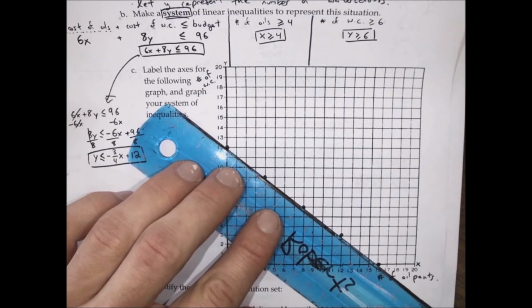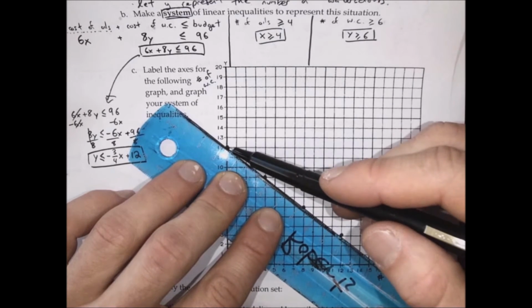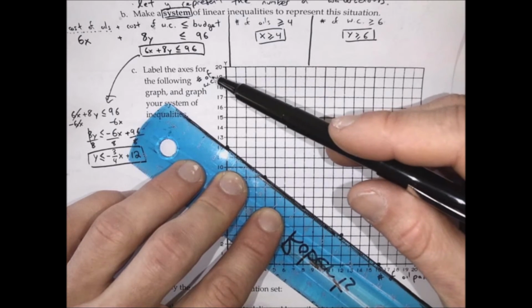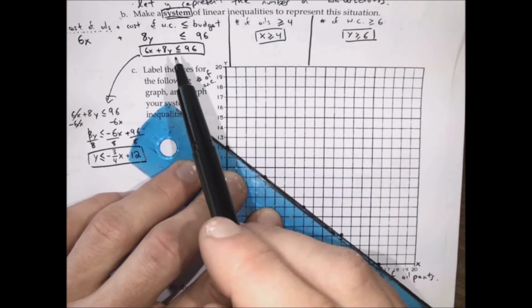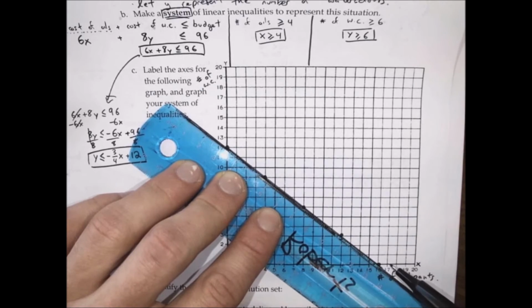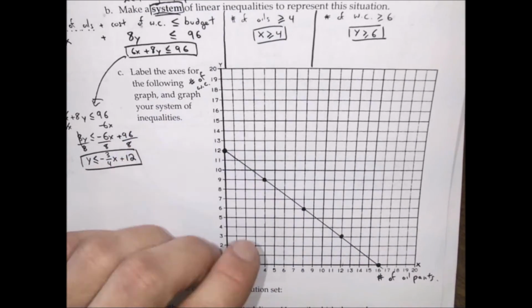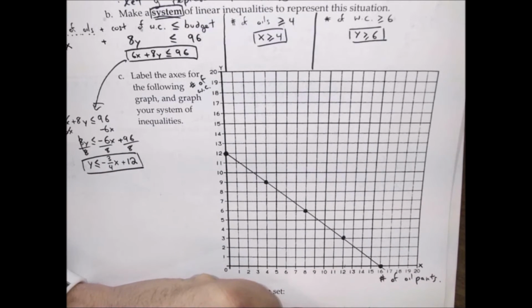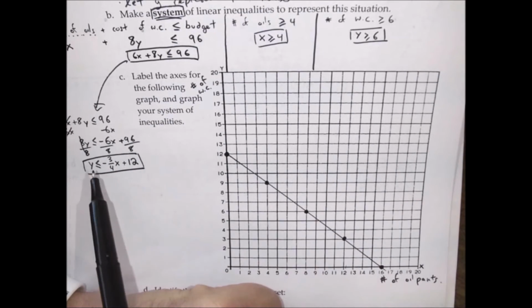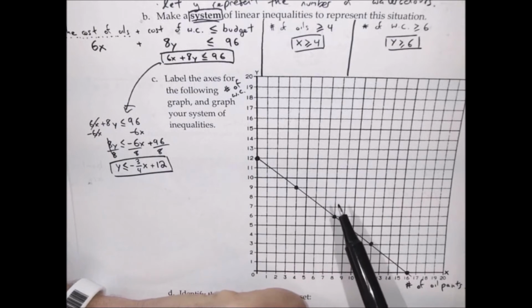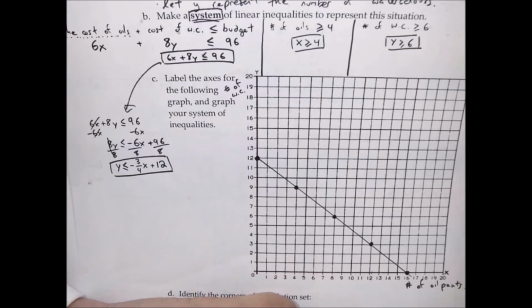So what that means in terms of paints is that if Dorothy buys some combination of oils, X, and some combination of watercolors, Y, and they happen to add up to exactly $96, that's actually going to be okay. That's something that is allowed to happen. She just can't go over $96. So we're looking at the Y values less than or equal to that line. So we're going to be coloring in the regions below.